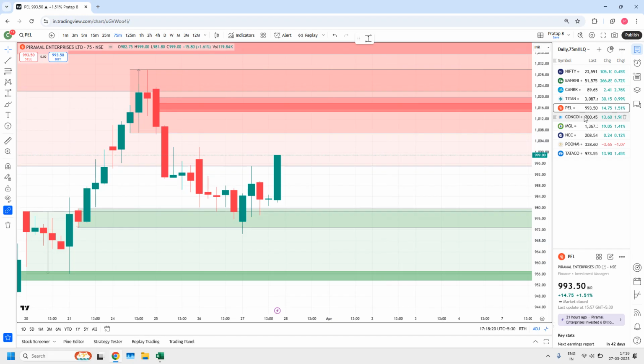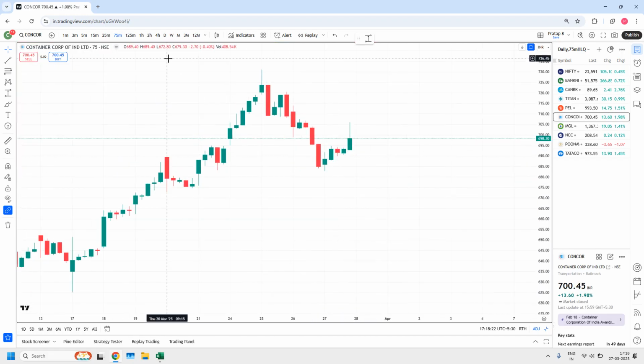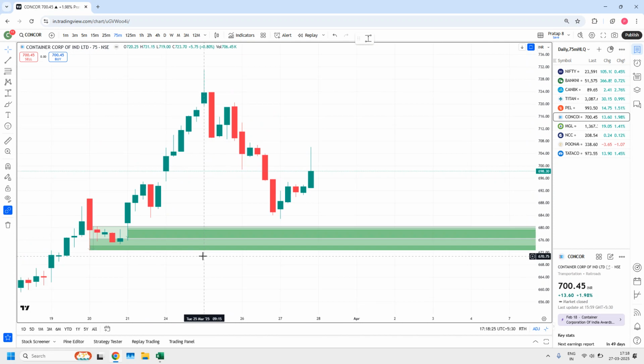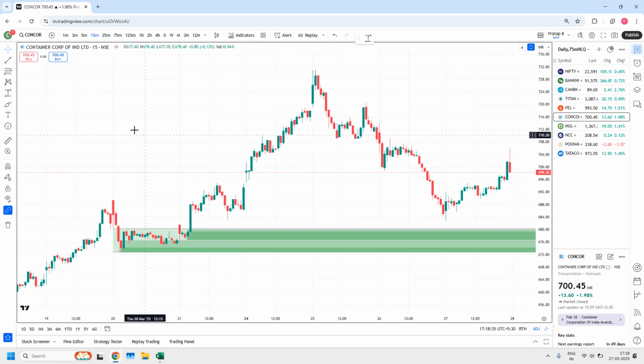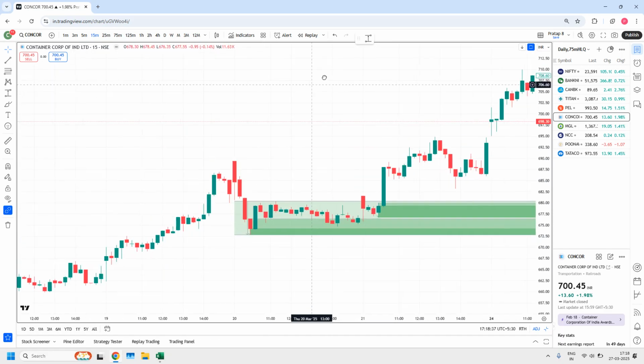Next one is Concor. This is a 75-minute zone, Concor. We have a drop, 1, 2, 3, 4 base candles and a rally candle. This is how our software identified it. This one I fine-tuned with the 15-minute time frame. Here we have a 15-minute zone.